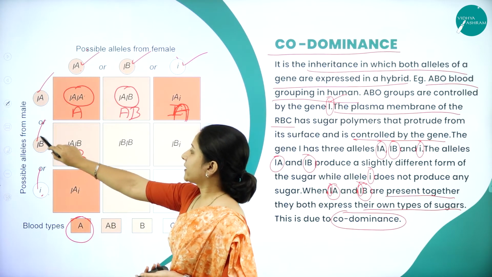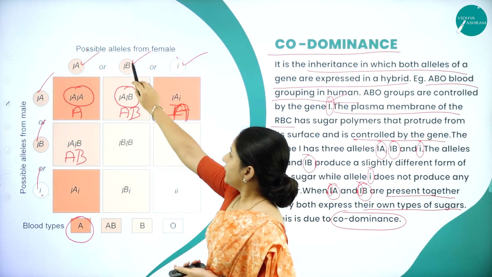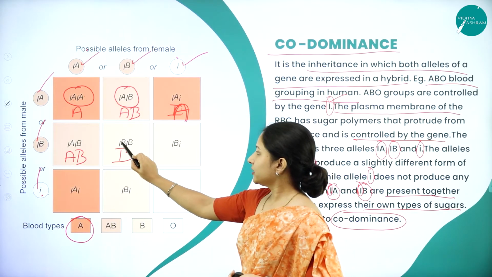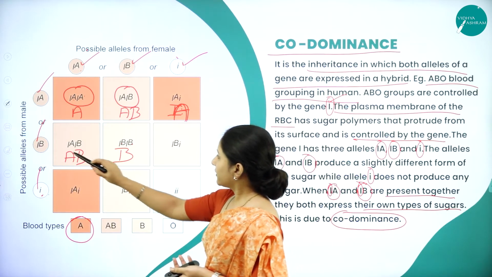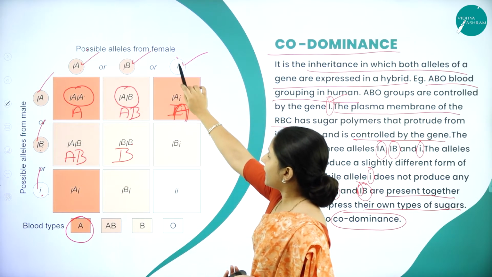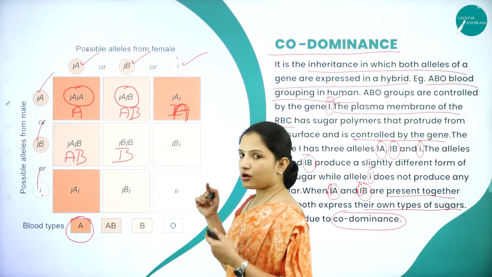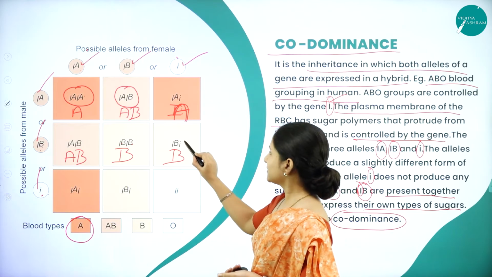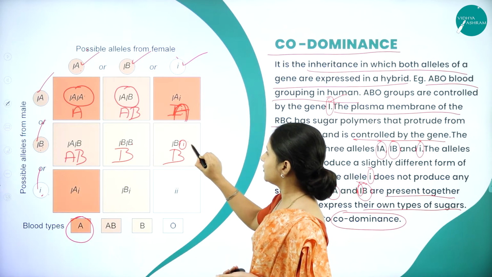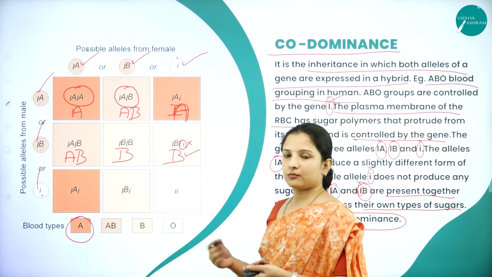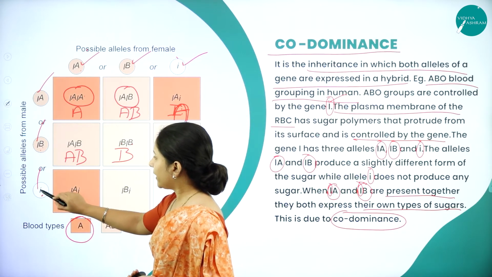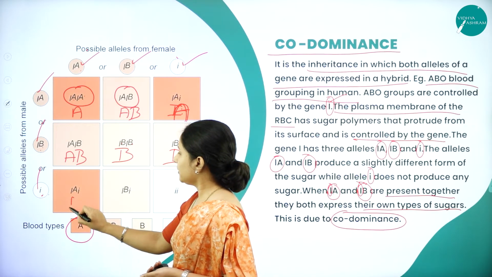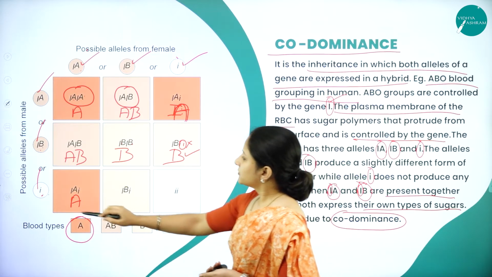And if the male parent has allele IB and the female parent also has allele IB, then the blood group will be B, because here B is getting expressed. And if it is IB in the male and I in the female parent, then the offspring or the baby will have blood group B. Because I is recessive, it will not get expressed. Only B, therefore the blood group will be B. And if the male parent has a recessive allele and a dominant allele IA, then it will produce blood group A. So different combinations.